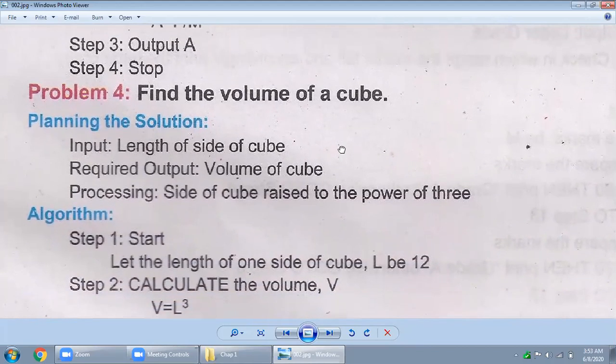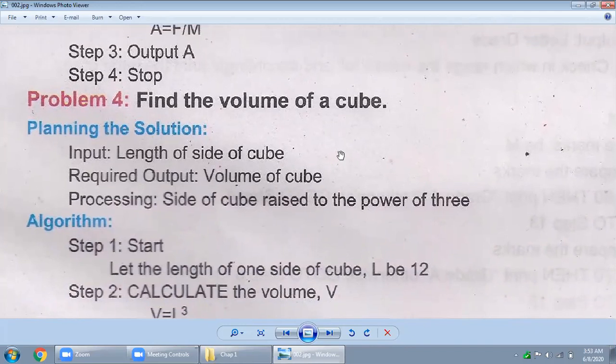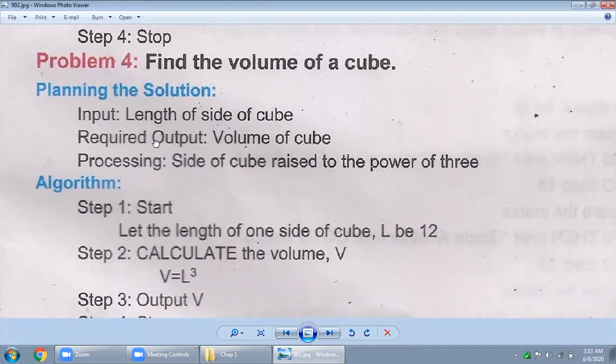The volume of a cube is V equal to L multiplied by L multiplied by L. It means L cube. L is the length, so length multiplied by length multiplied by length. If we have the side length, we can find the volume of a cube very easily. Okay, coming to the point, planning the solution.